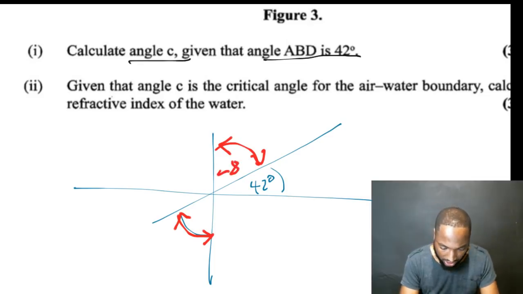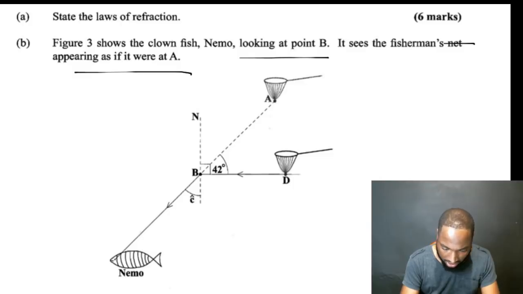So this is 48, only because this is the critical angle. Like if the light was going this way, the angle of refraction would be 90 degrees here. This is the critical angle here. Alright, so the answer is 48: 90 minus 42. Show it on your diagram why you get 48.